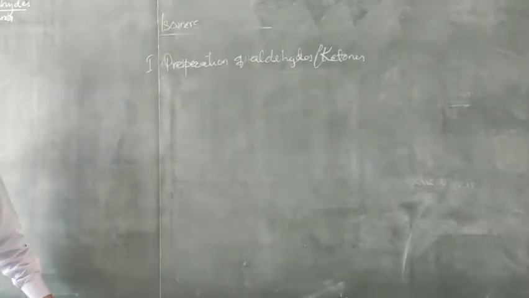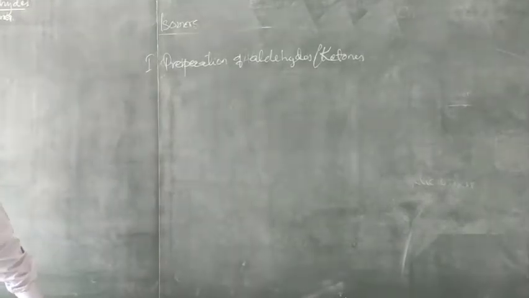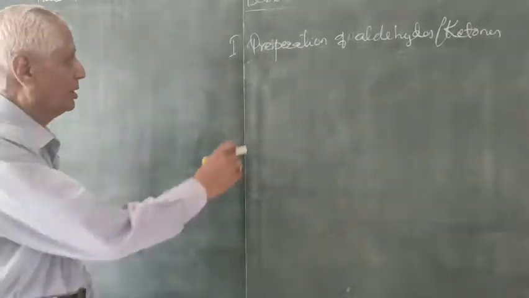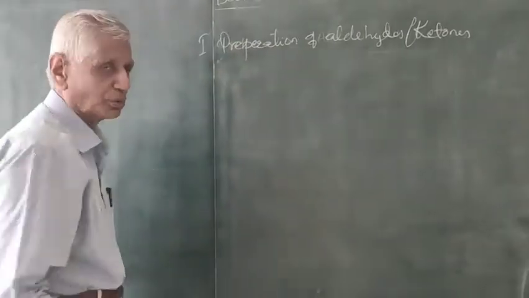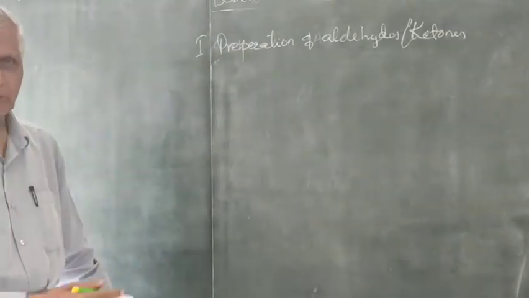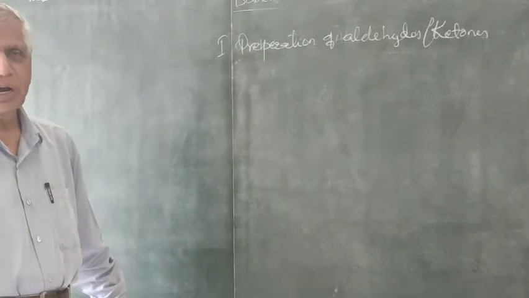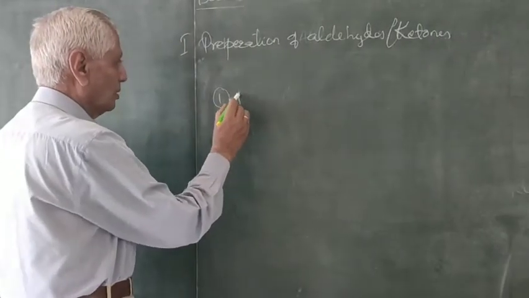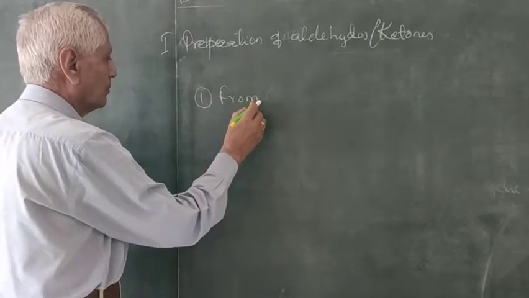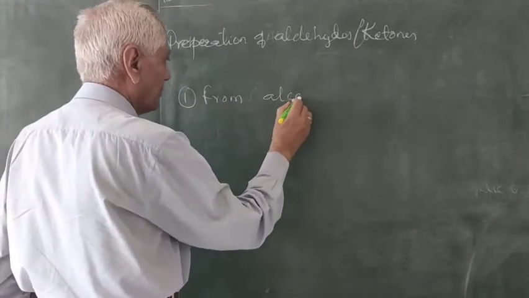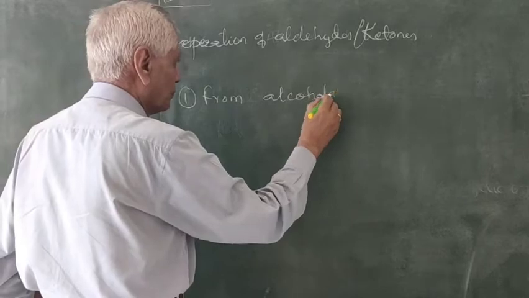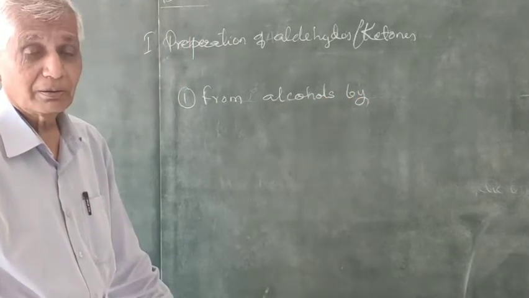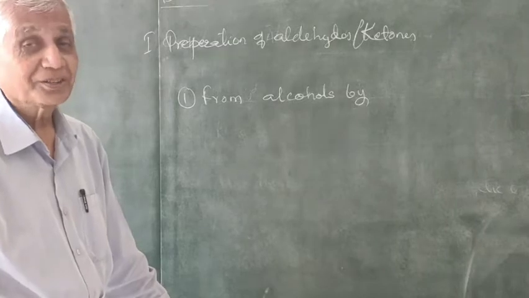Let us see preparations. We are discussing the preparation of aldehydes and ketones in 3 different phases. One is the preparation of aldehydes and ketones, common methods. Aldehydes and ketones can be prepared, one, from alcohols by what?